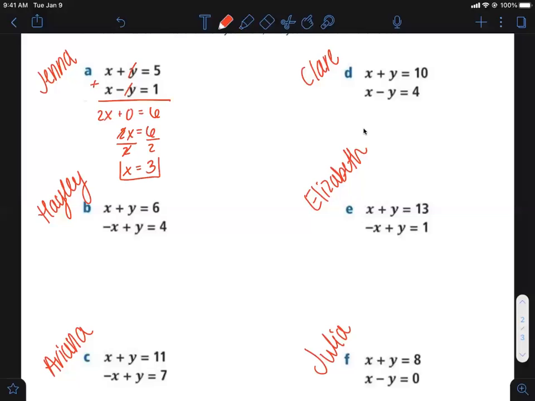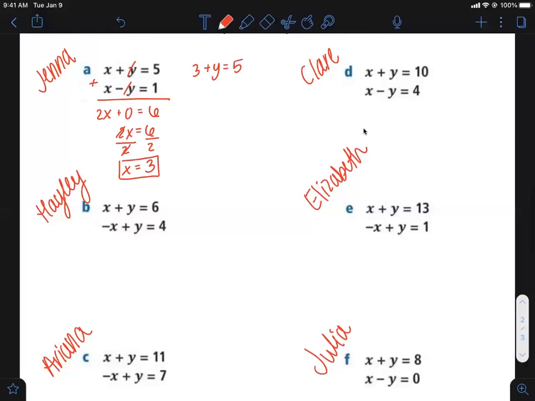Okay. And then you just put in 3 for the first problem. So 3 plus y equals 5. And then we subtracted 3 on both sides. We had y equals 2. And then we got 3 comma 2. Beautiful. Anybody not get 3,2? All right. Great explanation there, Jenna.